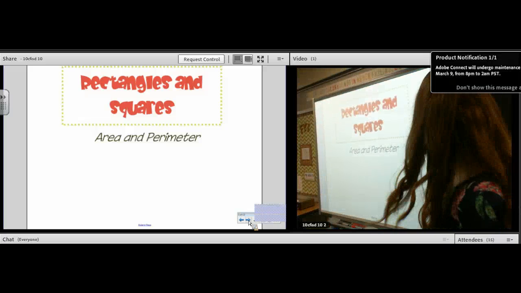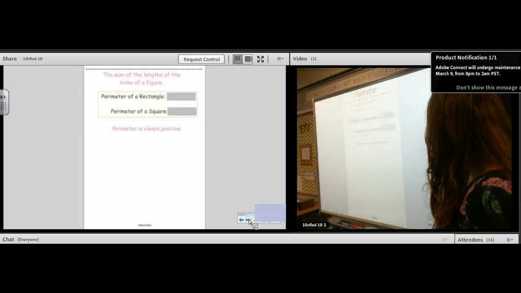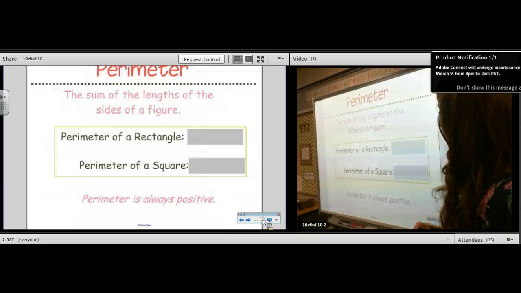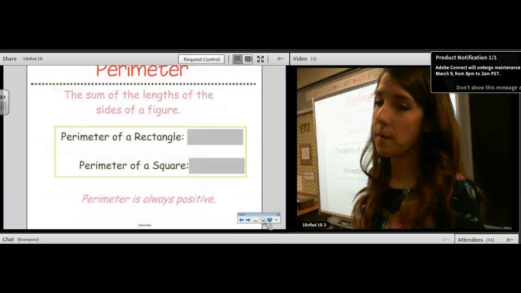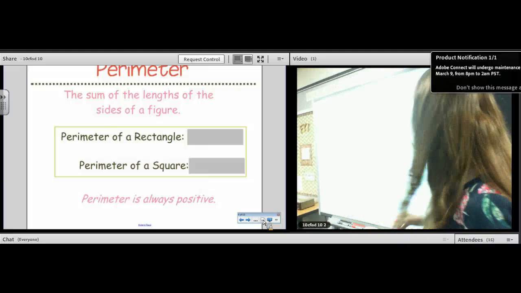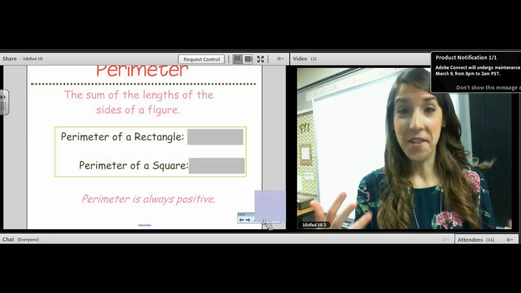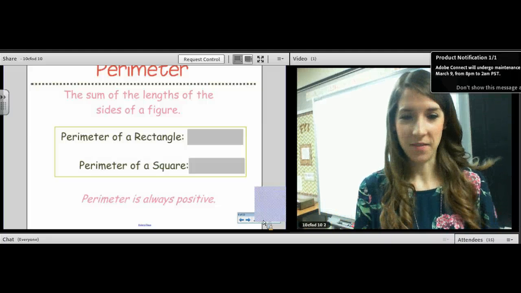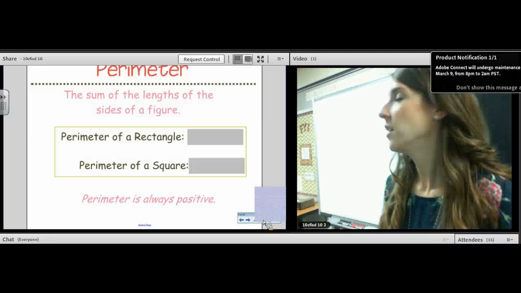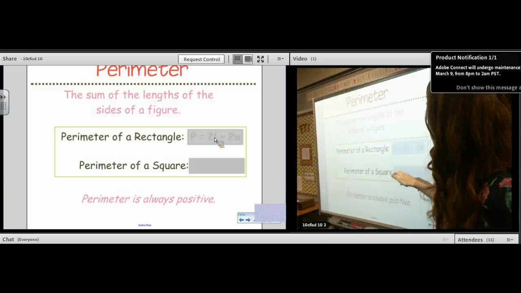So let's get started talking about how to find the area and perimeter of rectangles and squares. This is old news. This should be nothing new. Let's look at perimeter first. So perimeter, of course, is the sum of the length of the sides of a figure, all the way around a figure. So perimeter of a rectangle, perimeter of a square.